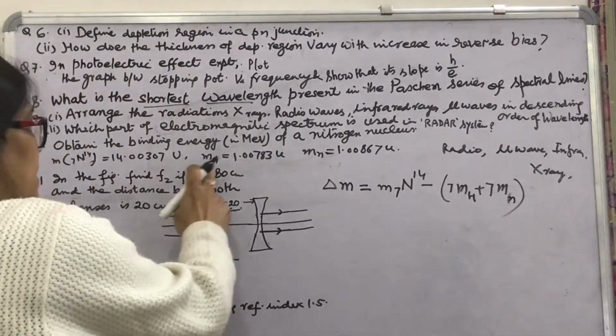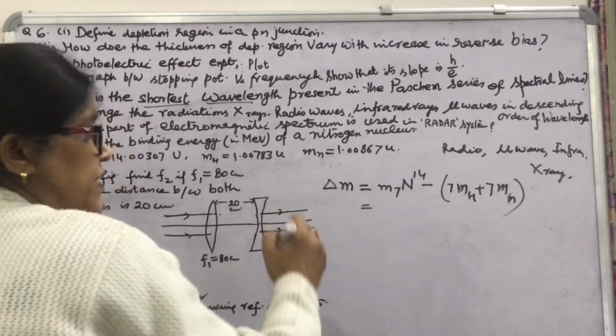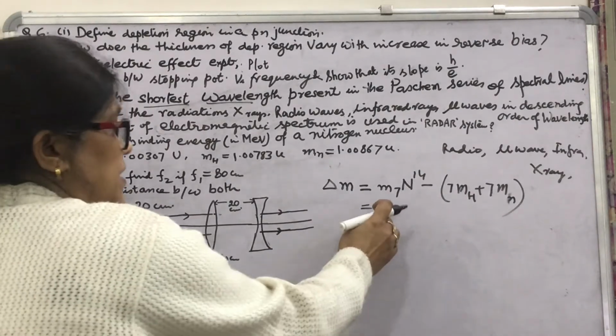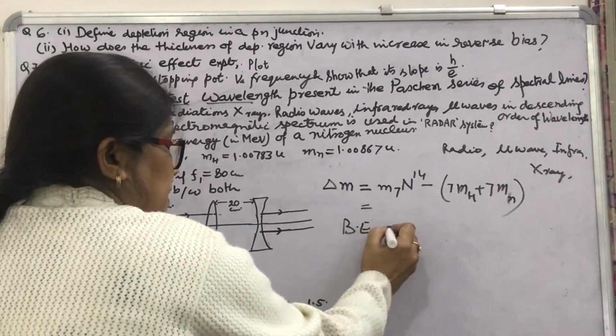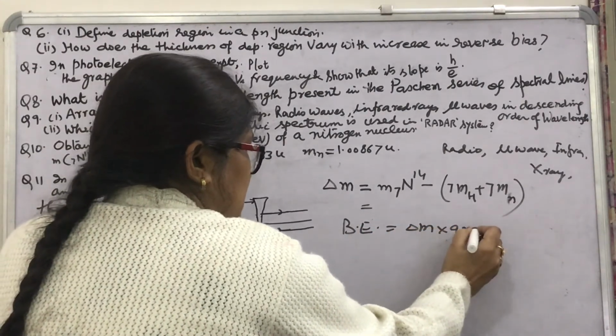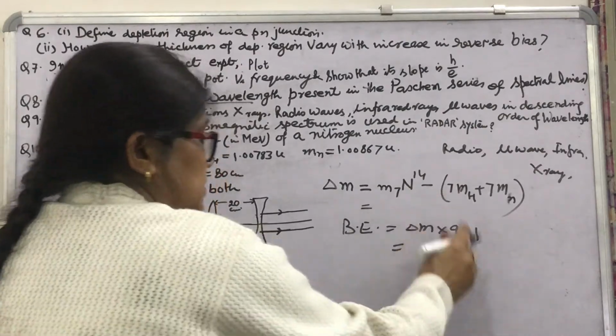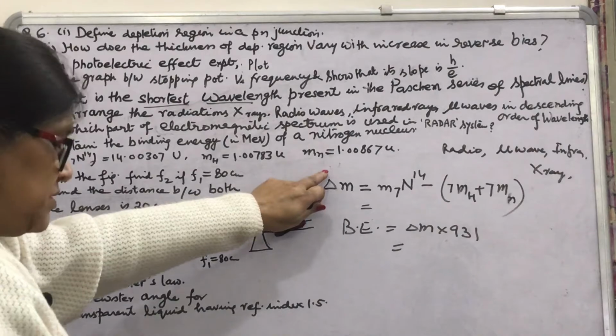Then you can calculate, these are the values given. You can find the mass defect, and if you find this mass defect, then how will you find the binding energy? Binding energy will be this delta M into 931. So this you will get, put the value and solve this mass defect.